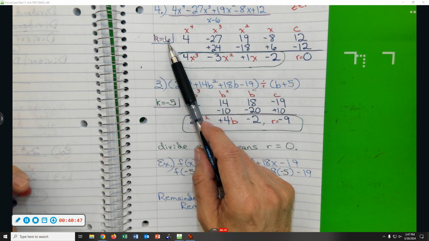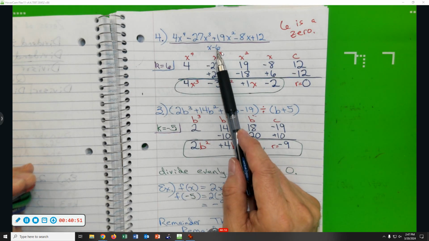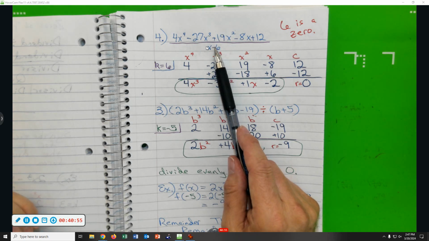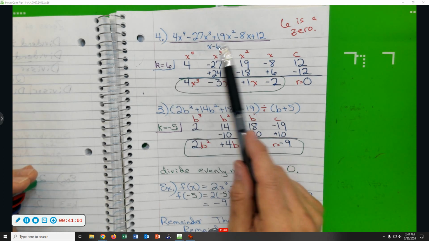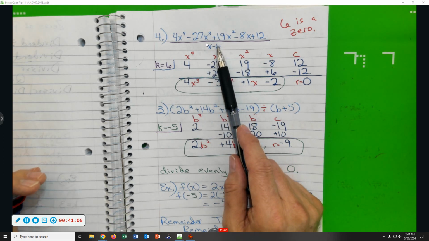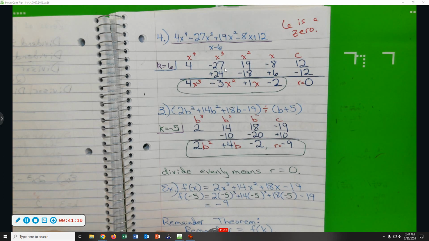Look over here to illustrate that. K was a 0. 6 was a 0. That means X minus 6 is a factor. If it's a factor, that means it divides in evenly with the remainder of 0. So it should be obvious if K is a 0, then X minus 6 has to be a factor. X minus K, in this case, X minus 6.